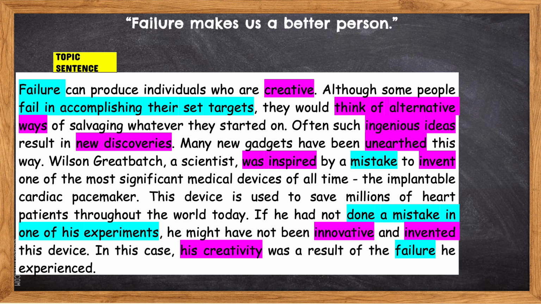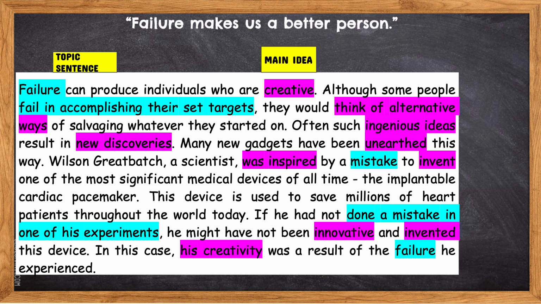So this is your topic sentence: failure can produce individuals who are creative. Did you get it right? This is the question for number 1 and number 2. The topic is failure. The answer is the main idea: individuals who are creative. Okay, then you have the next sentence.